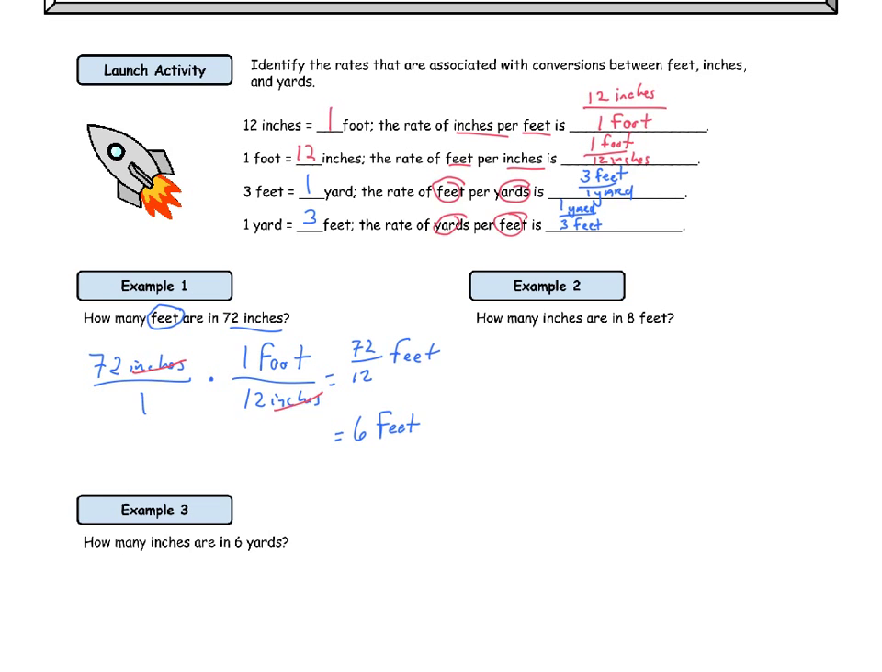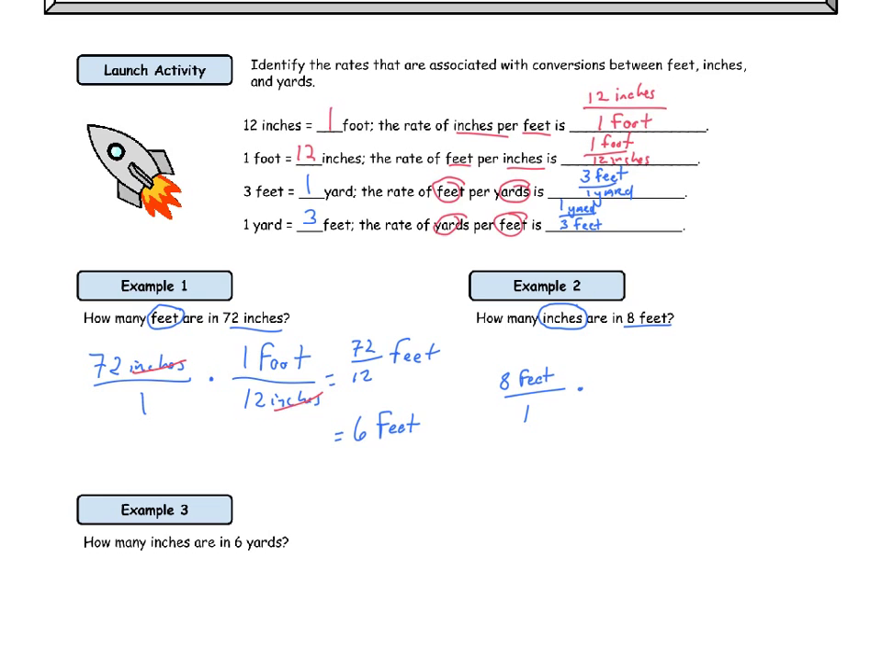Example number 2 says, how many inches are in 8 feet? So in this case, we have 8 feet, which is a bigger unit, and we want to convert it to inches, which is a smaller unit. Now, it's going to be a little different than example 1, and I think that you'll see the relationship between them. So let's start off with what we know. We know 8 feet. And we can just put that over 1. And we need to convert that to inches.